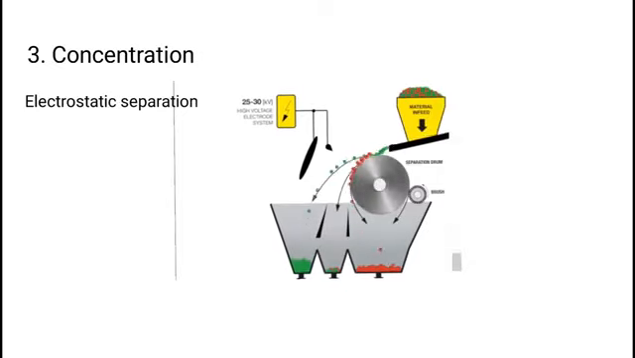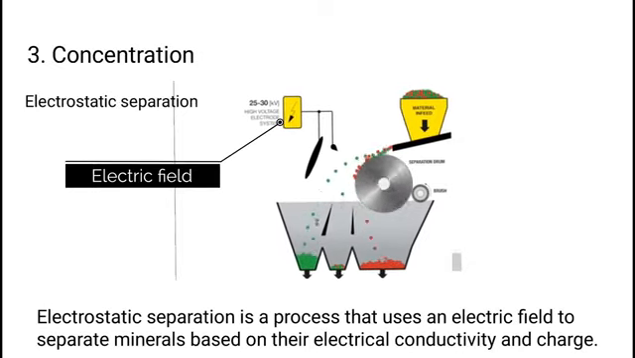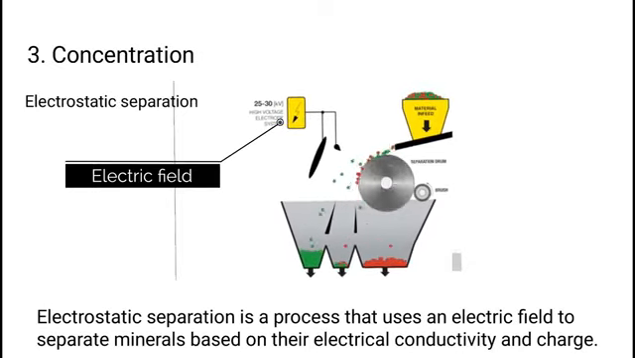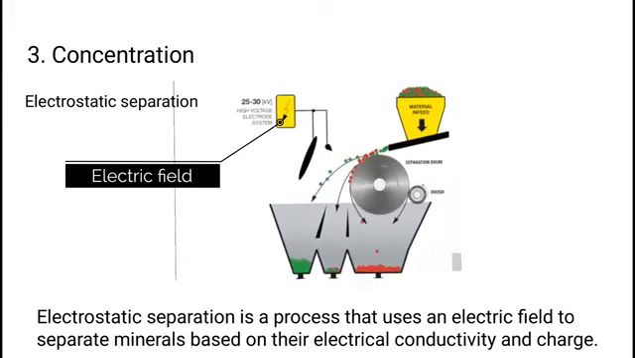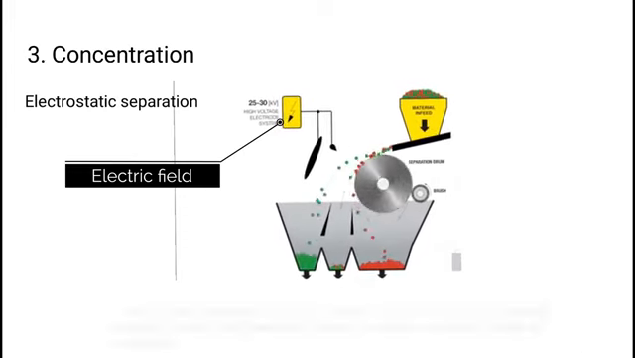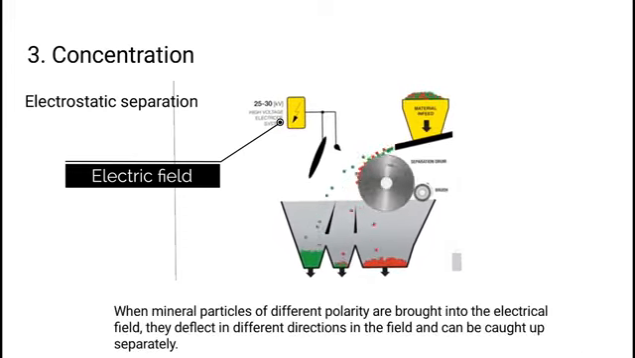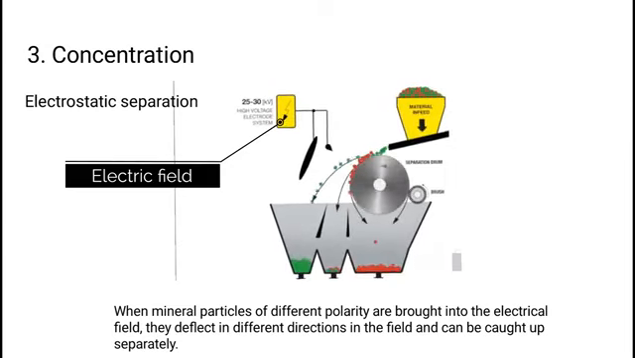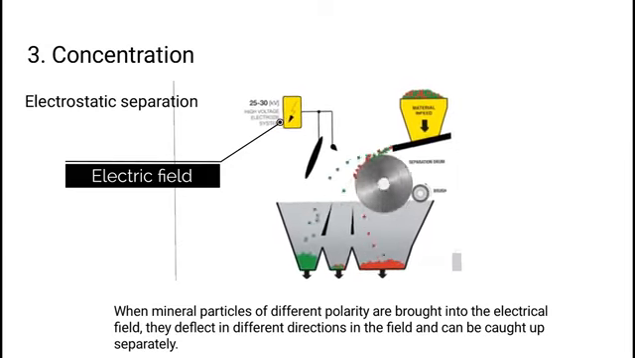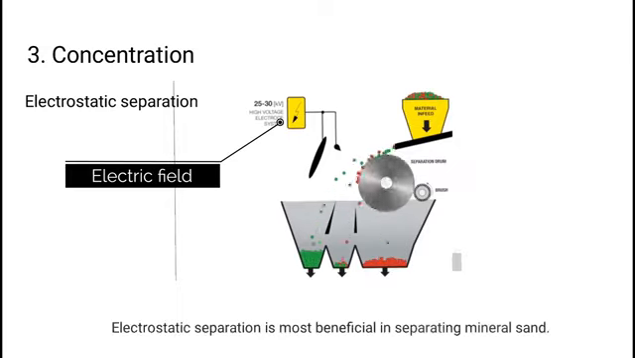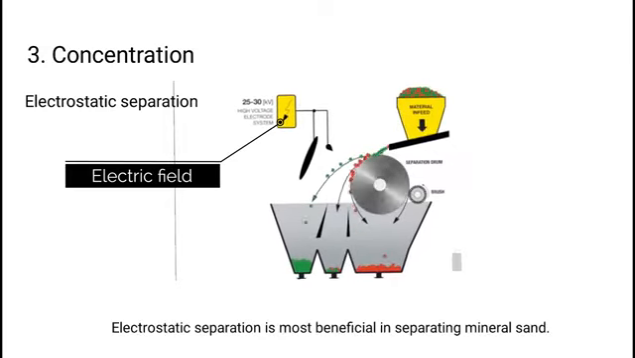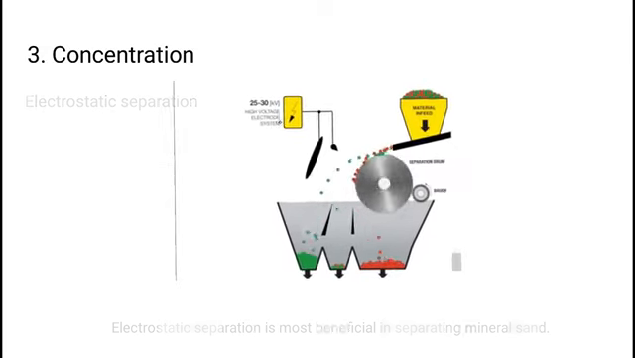Electrostatic separation. Electrostatic separation is a process that uses an electric field to separate minerals based on their electrical conductivity and charge. When mineral particles of different polarity are brought into the electrical field, they deflect in different directions in the field and can be caught up separately. Electrostatic separation is most beneficial in separating mineral sand.